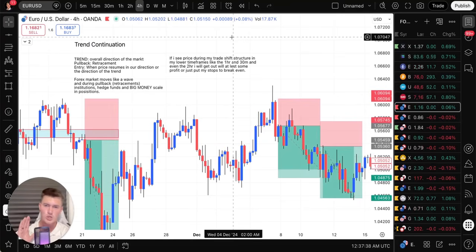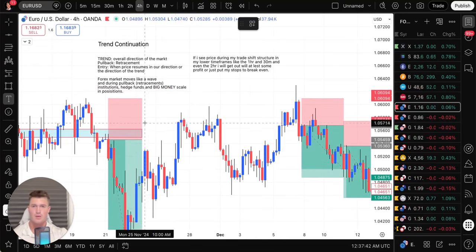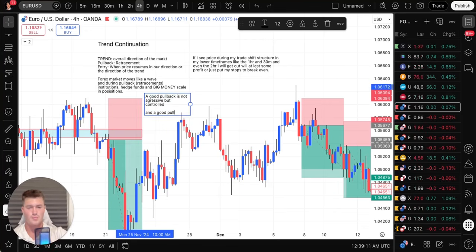There's such a thing as a good pullback like this right here that I'm going to put right here. A good pullback is not aggressive, but controlled. And a good pullback does not shift structure.